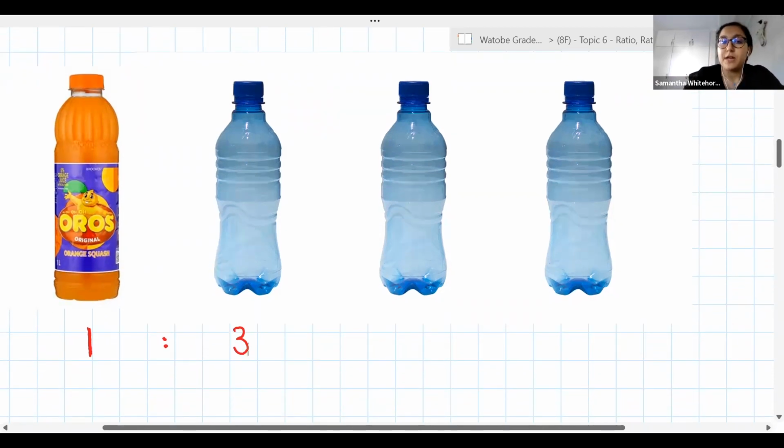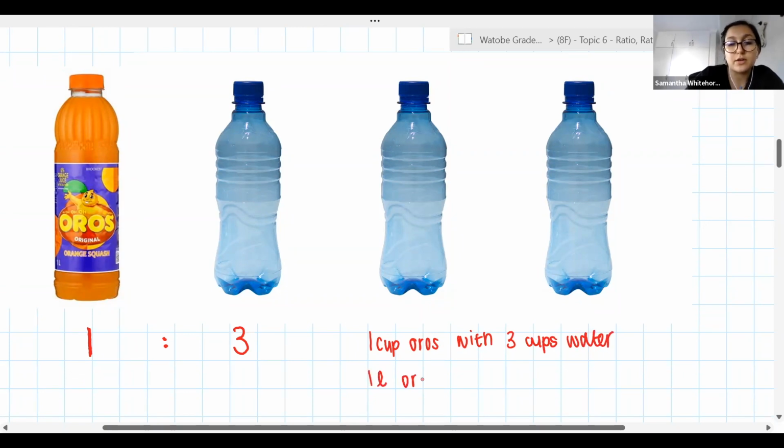If we then go a step further and we explore why the units need to be the same, it is because you can be mixing Oros for yourself as an individual, or you could be mixing Oros, say, for example, for an entire sports team. So we could now make this specific to say that we've got 1 cup of Oros that we need to mix with 3 cups of water. We could apply that exact same ratio to say we've got 1 liter of Oros that we need to mix with 3 liters of water.